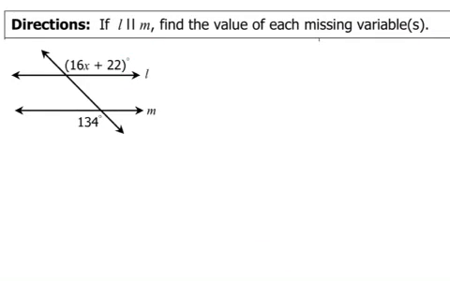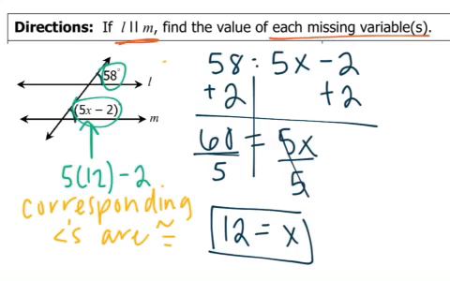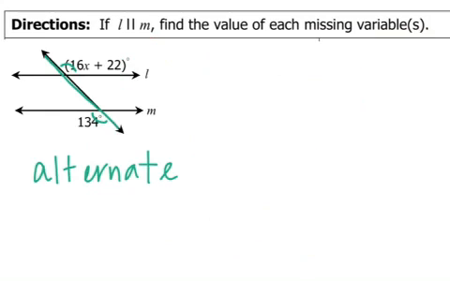Excellent. All right, for this one, let's look at where these angles are. So we have 16x plus 22 here, and then 134 is down here. So if this is our transversal, one angle is to the right of the transversal and one is to the left. So these are going to be alternate. In our previous example, when they were both on the same side, they were either corresponding or consecutive. When they're on opposite sides of the transversal, they're alternate.